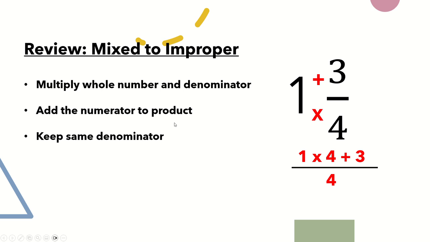Now, let's quickly deep dive into mixed to improper. That's another step that you have to know in order to be able to divide fractions. You simply multiply your whole number and the denominator. So in this case, I will multiply 1 times 4 and add the numerator, so 1 times 4 plus 3. That would be my numerator, and I would keep my denominator the same.